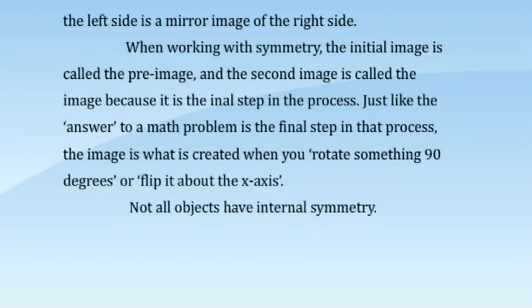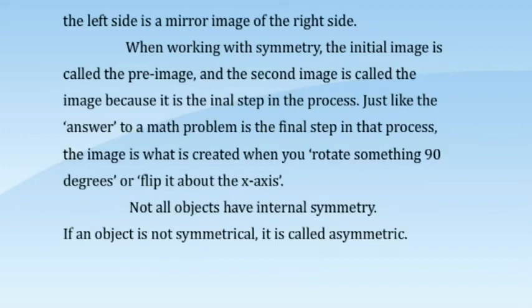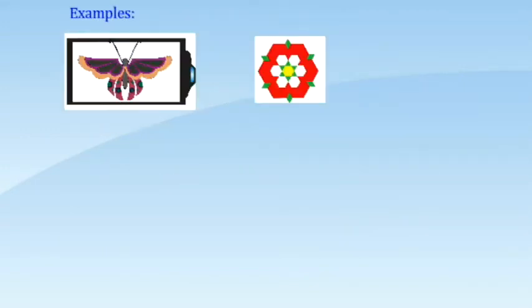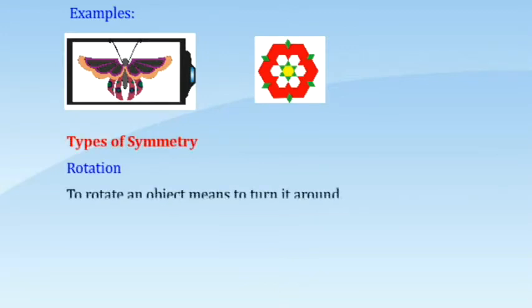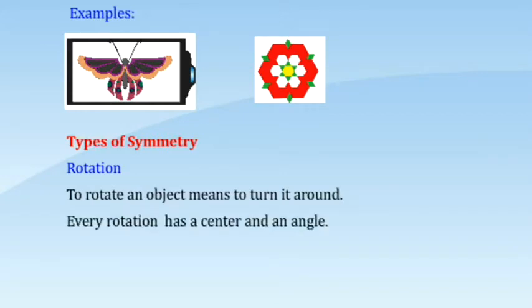Not all objects have internal symmetry. If an object is not symmetrical, it is called asymmetric. Examples. Types of symmetry. Rotation. To rotate an object means to turn it around. Every rotation has a center and an angle.